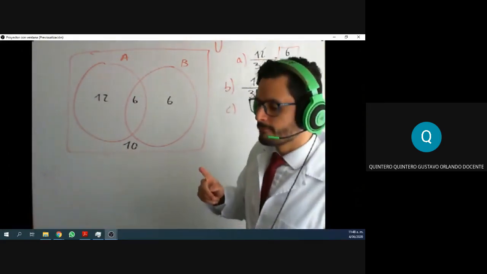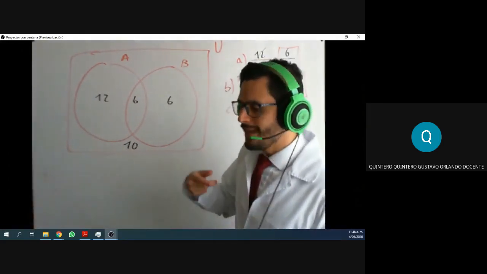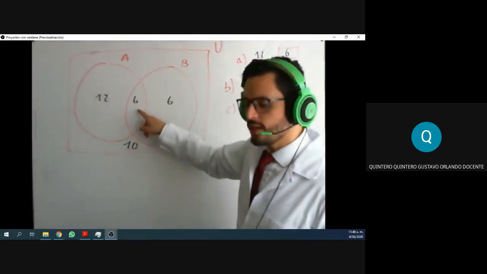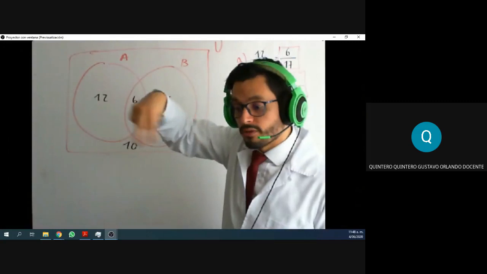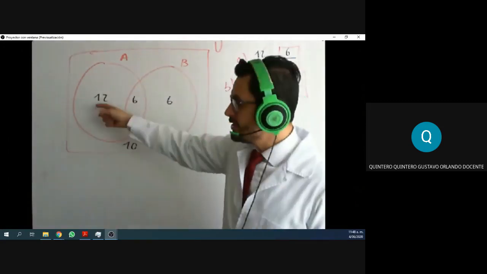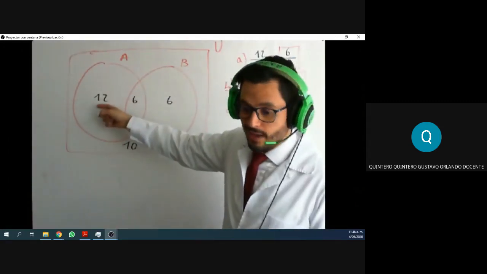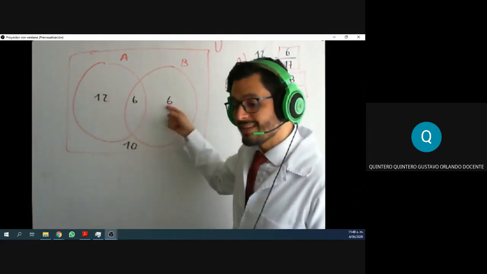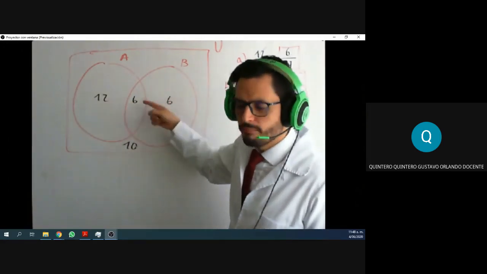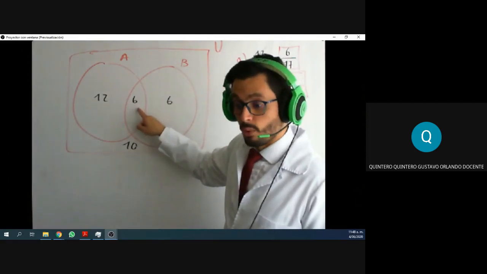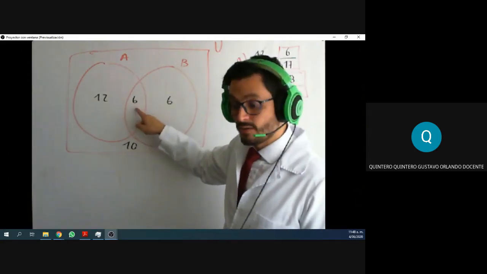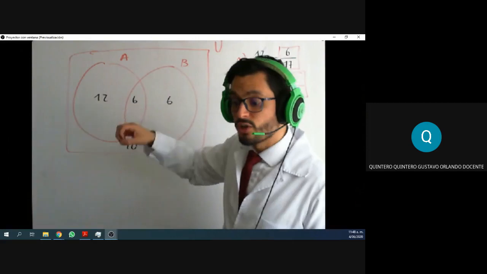But both makes reference to the intersection, because we're looking for the ones that are on both. Okay? These 12 are only on A. They are not on both. These 6 are only on B. They are not on both. These 6 over here, these ones are on both, right? So these 6, which are on both, are the ones we are going to exclude.